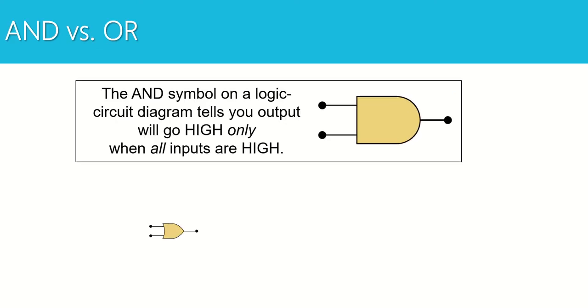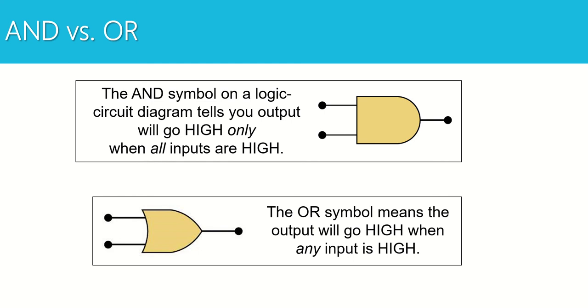So let's compare AND versus OR. The AND symbol has the flat edge. It's curved like a D. 2 inputs, 1 output. And the AND output will only go high when all the inputs are high. The OR gate is curved on the left and has more of an arrowhead shape on the right. 2 inputs, 1 output. The output will go high when any input is high. So those are our differences between AND and OR.